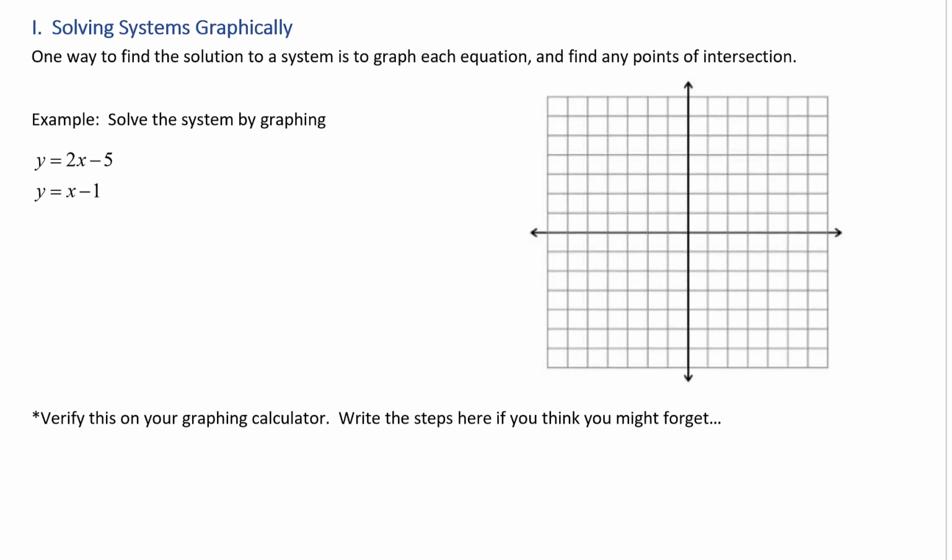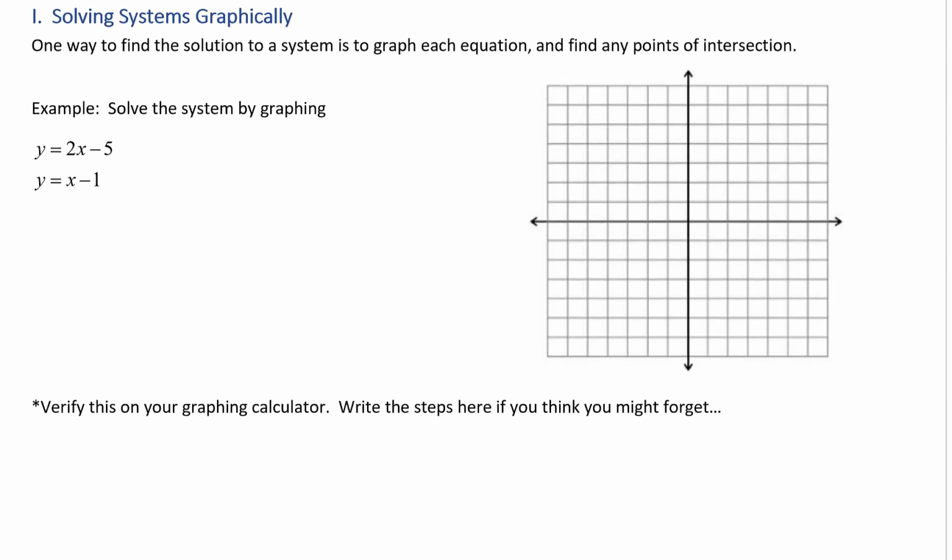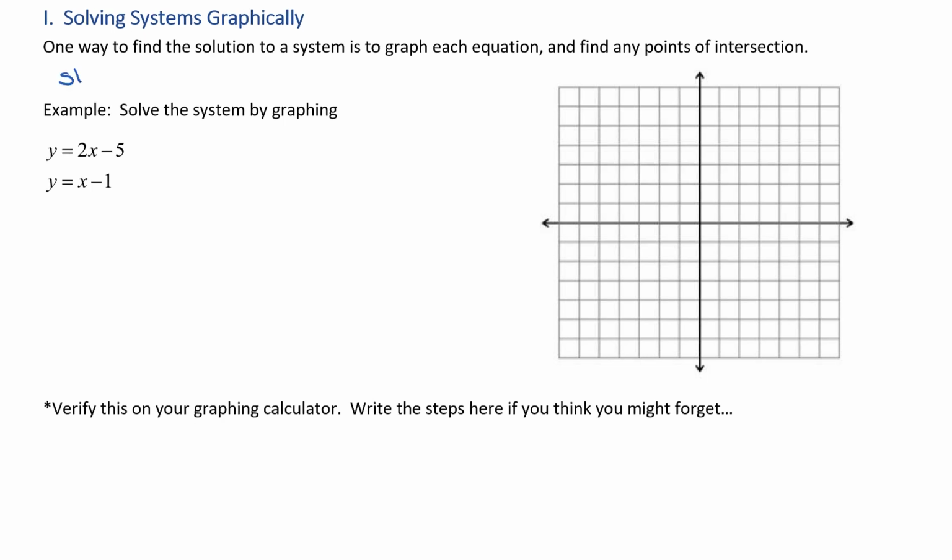Solving systems graphically. One way to find the solution to a system is to graph each equation and find any points of intersection. For example, solve the system by graphing y equals 2x minus 5, y equals x minus 1. I am going to write out what slope-intercept form is. Slope-intercept form is y equals mx plus b. Both of these equations in this system are already written in slope-intercept form.